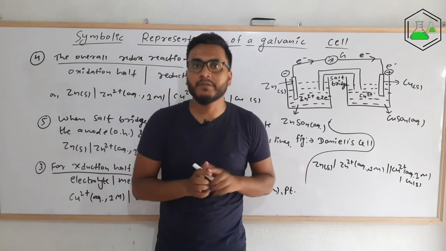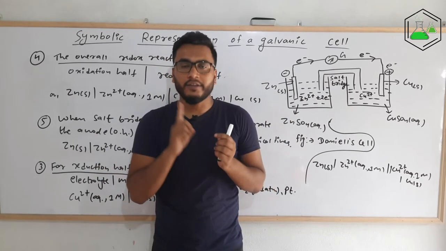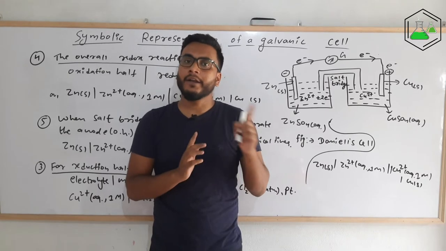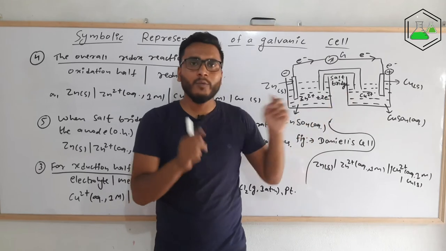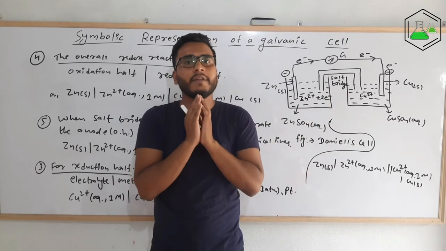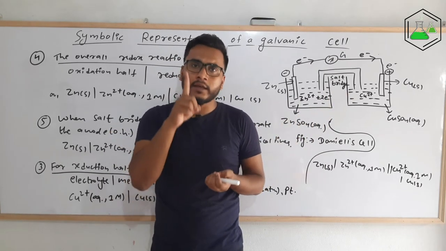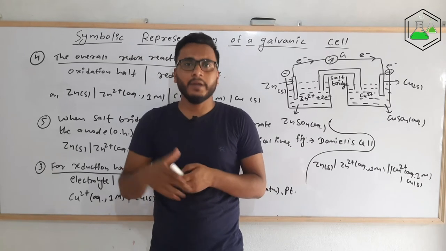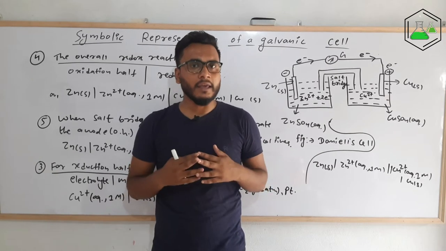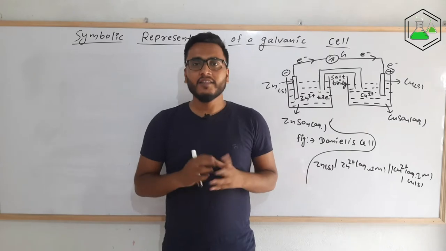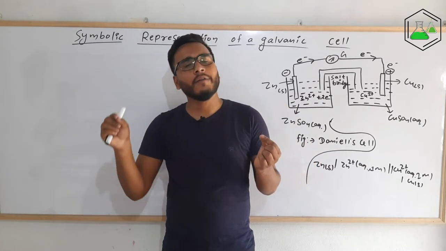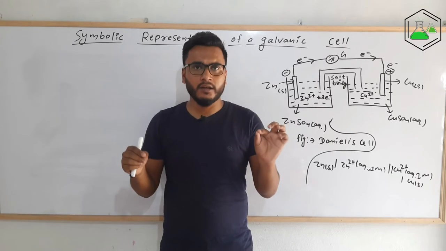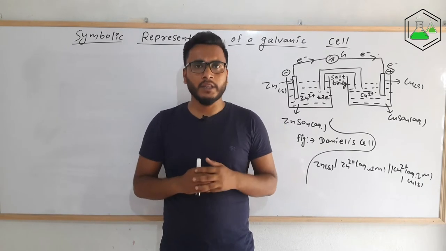So remember the steps. First of all, we write the oxidation half, then we write the reduction half, then we write them together. If there is a salt bridge, then we give a double vertical line. If there is no salt bridge, we give a single vertical line, but that should be a little bigger one. Now there is one special case. Sometimes the anode of one cell can behave as the cathode of another cell depending upon the condition. So we have to be very careful there.